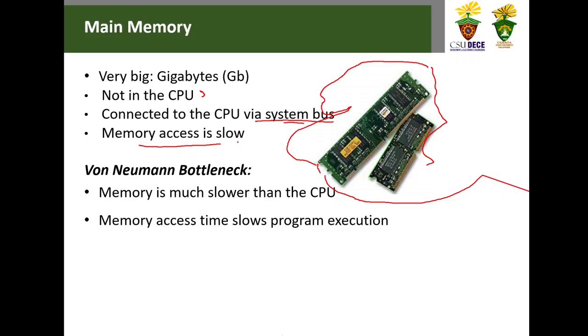So if the cache takes a full clock cycle, the main memory can be accessed in 100 full clock cycles. Then because of the von Neumann bottleneck, the main memory is very much slower than the microcontroller, and it slows down the program execution. So programmers, as much as possible, do not program in main memory. Usually it is in the cache, in the registers, and so on.